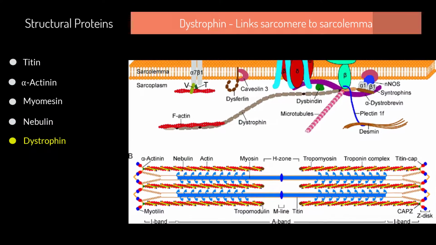Dystrophin links thin filaments of the sarcomere to integral membrane proteins in the sarcolemma. It reinforces the sarcolemma and helps transmit the tension generated by sarcomeres to the tendons.